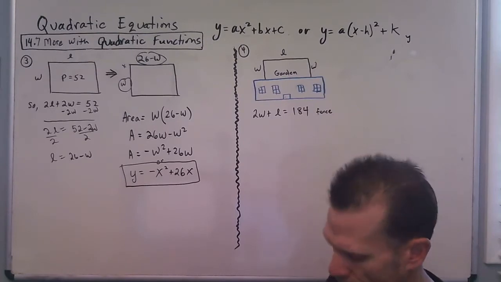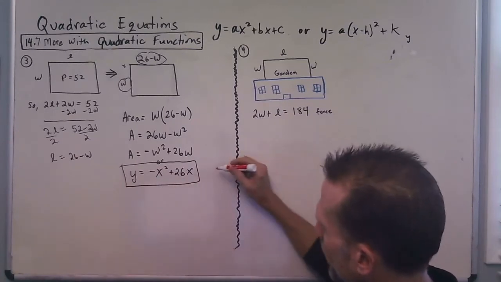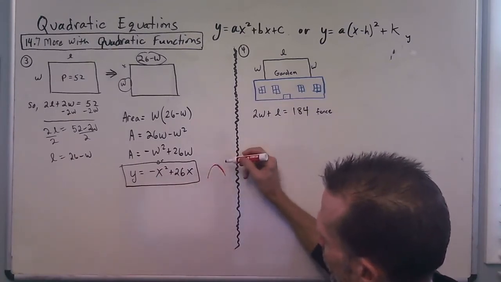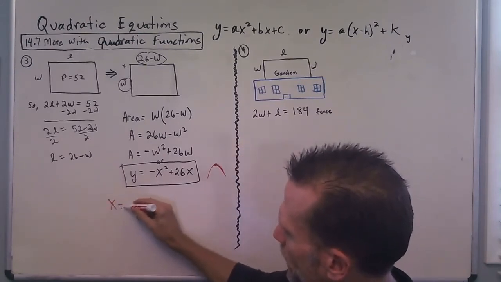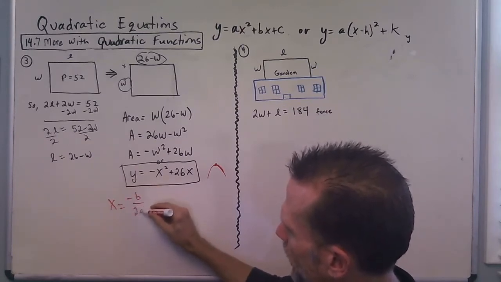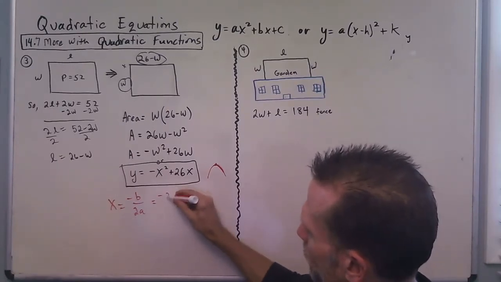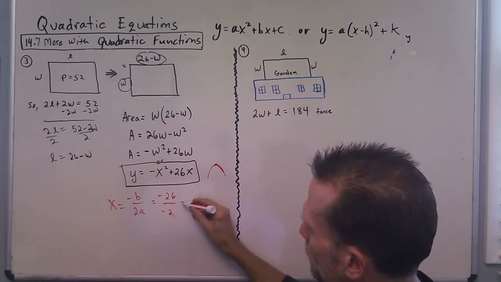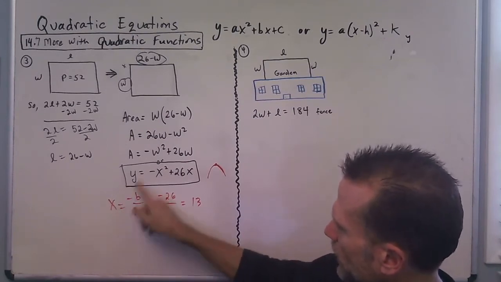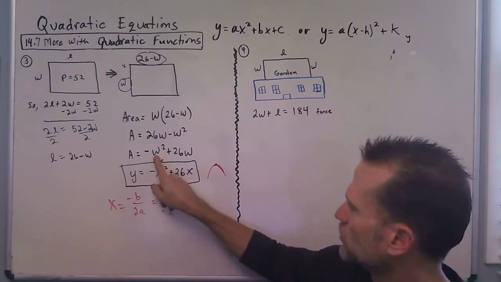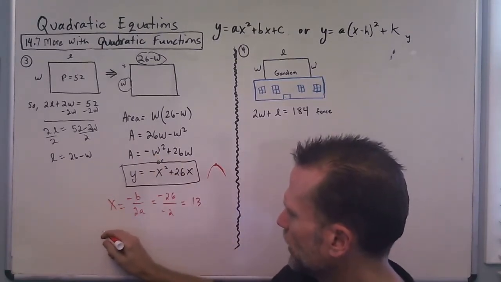Since we're looking for the maximum, we can think about that this is going to make a parabola that opens down, and the maximum is going to occur right there at the vertex. So we can try to find the line of symmetry by doing x equals negative b over 2a. And what we get here is negative 26 over negative 2, which is 13. X, we're substituting it for w, so the width is 13.